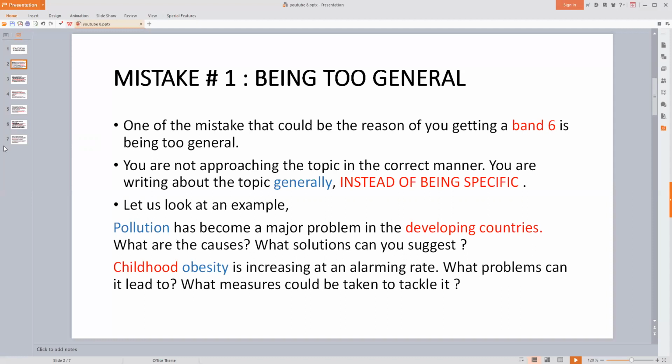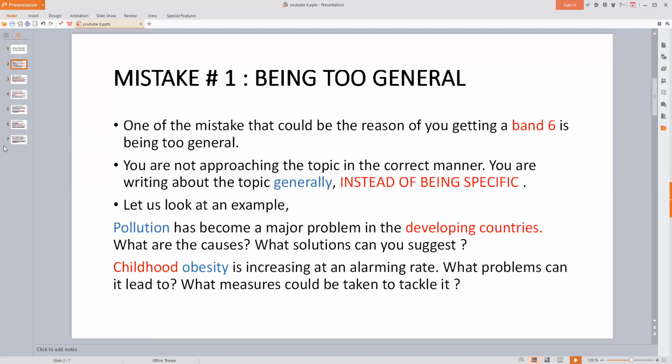If you are still confused, if you get a question like this: childhood obesity is increasing at an alarming rate. What problems can it lead to? And what measures could be taken to tackle it? This time, it's a problem-solution essay. So it's asking what problems can be caused and what measures could be taken. Now, again, if you wrote about this thing generally, you saw, oh, wow, obesity, I can write everything about obesity that I know.